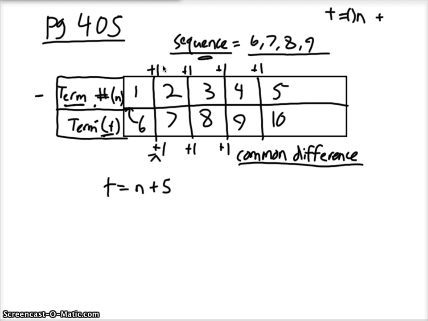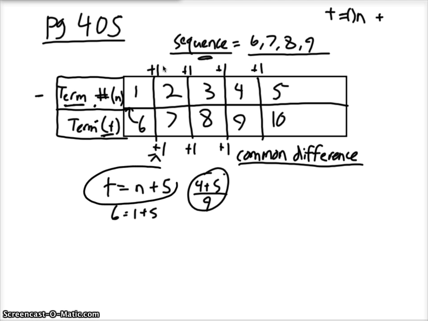For example, if I plug in the term number 1, 1 plus 5 equals 6, and that's true down at the bottom. If I plug in 4, 4 plus 5 equals 9, and that's down at the bottom too. That's all it's showing: our equation helps us figure out the numbers that continue on in our sequence.